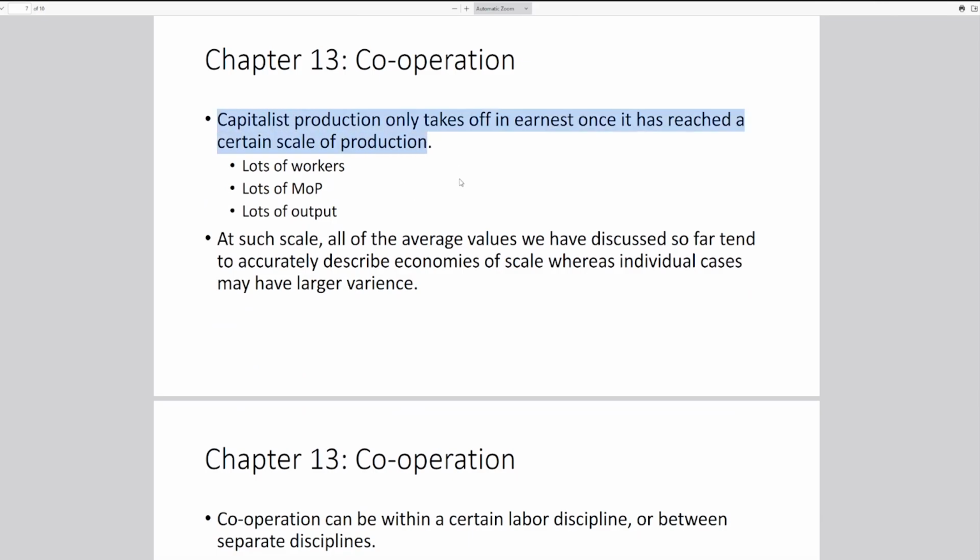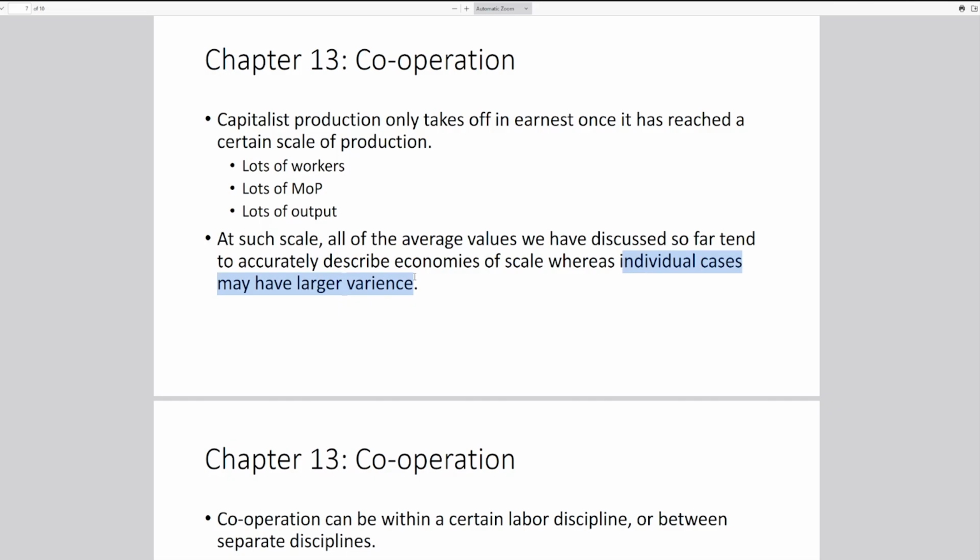Okay, yeah. So what I summarized here is capitalist production takes off in earnest once it's reached a certain scale of lots of workers, lots of means of production, a large output. When you get to these larger scales of production, it's actually more accurate to use these average values, and they tend to describe economies of scale pretty well, whereas smaller individual cases are going to have more variance. And honestly, this is super basic statistics in a lot of ways.